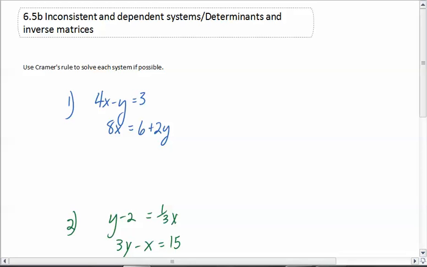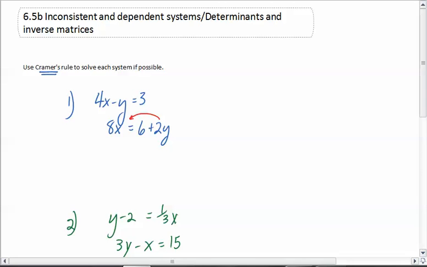So let's take a look at a couple of situations where we won't have a unique solution. It says to use Cramer's rule to solve each system if possible. Now that doesn't mean that I'm not going to solve it. I'm just going to try to solve it using Cramer's, if I can.